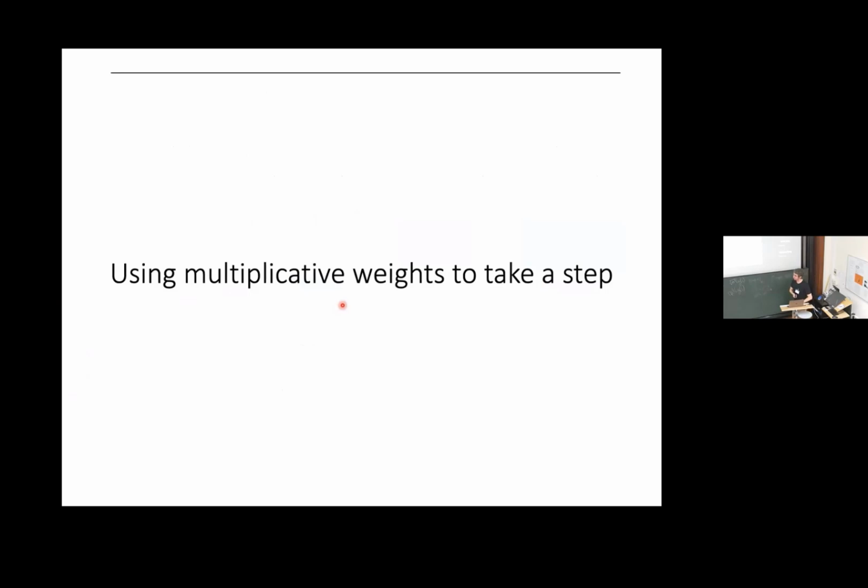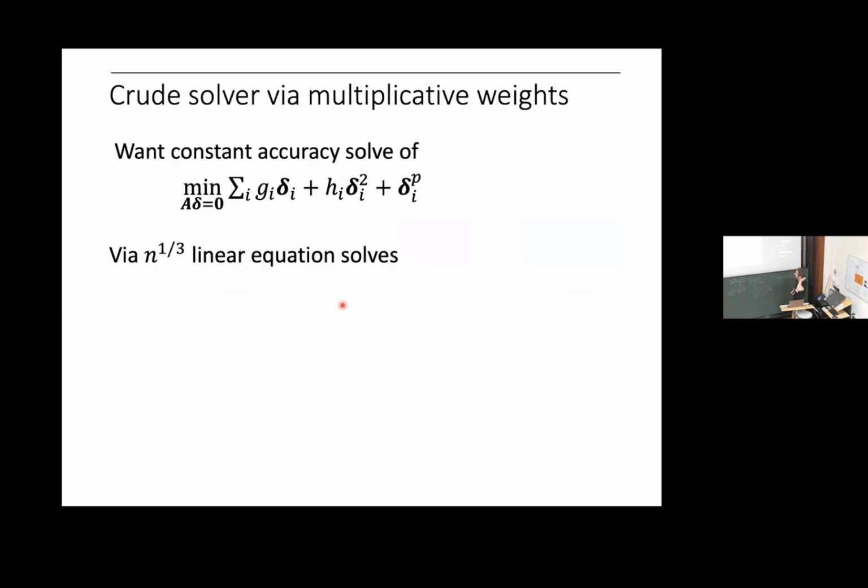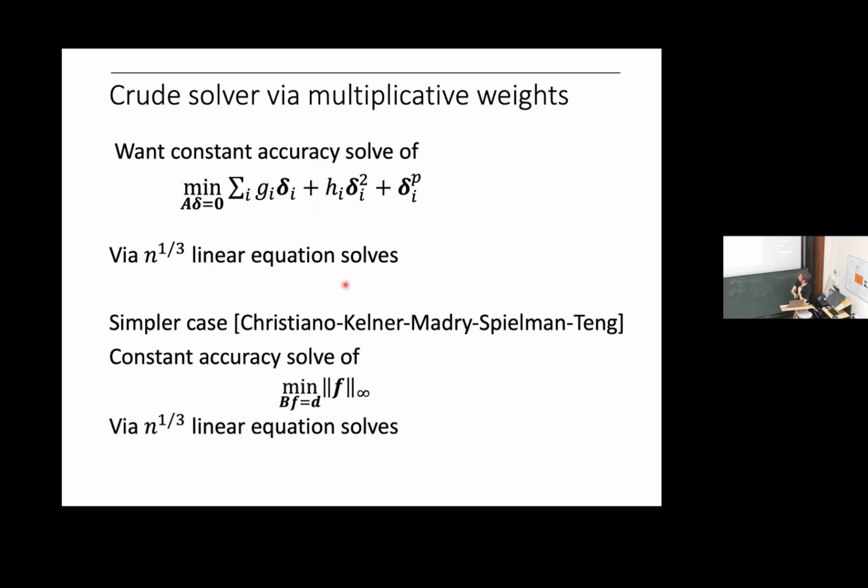So how do we use these multiplicative weight methods to take a step? I just want to talk briefly about it. So we want to get a constant accuracy solve of this upper bound thing via n to the 1/3 linear equation solves. And there is a simpler case of this that was already done, which is that Christiano, Kelner, Madry, Spielman, and Teng figured out how to do a constant accuracy solve of maximum flow via n to the 1/3 linear equation solves, or really the number of edges to the 1/3 linear equation solves.